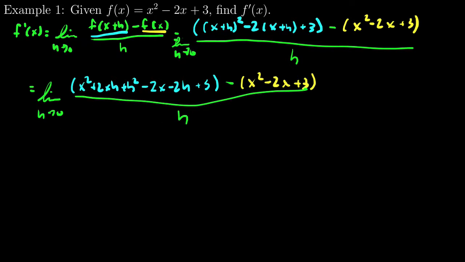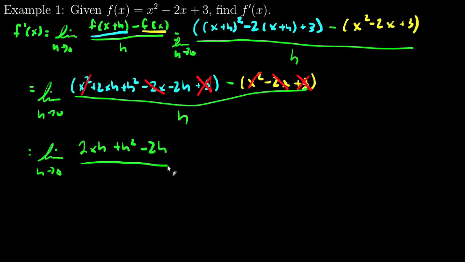And now a lot of stuff cancels. The x squared minus x squared cancels. Negative 2x minus negative 2x cancels. And 3 minus 3 cancels. And so I'm left with the limit as h approaches 0 of 2xh plus h squared minus 2h all over h.